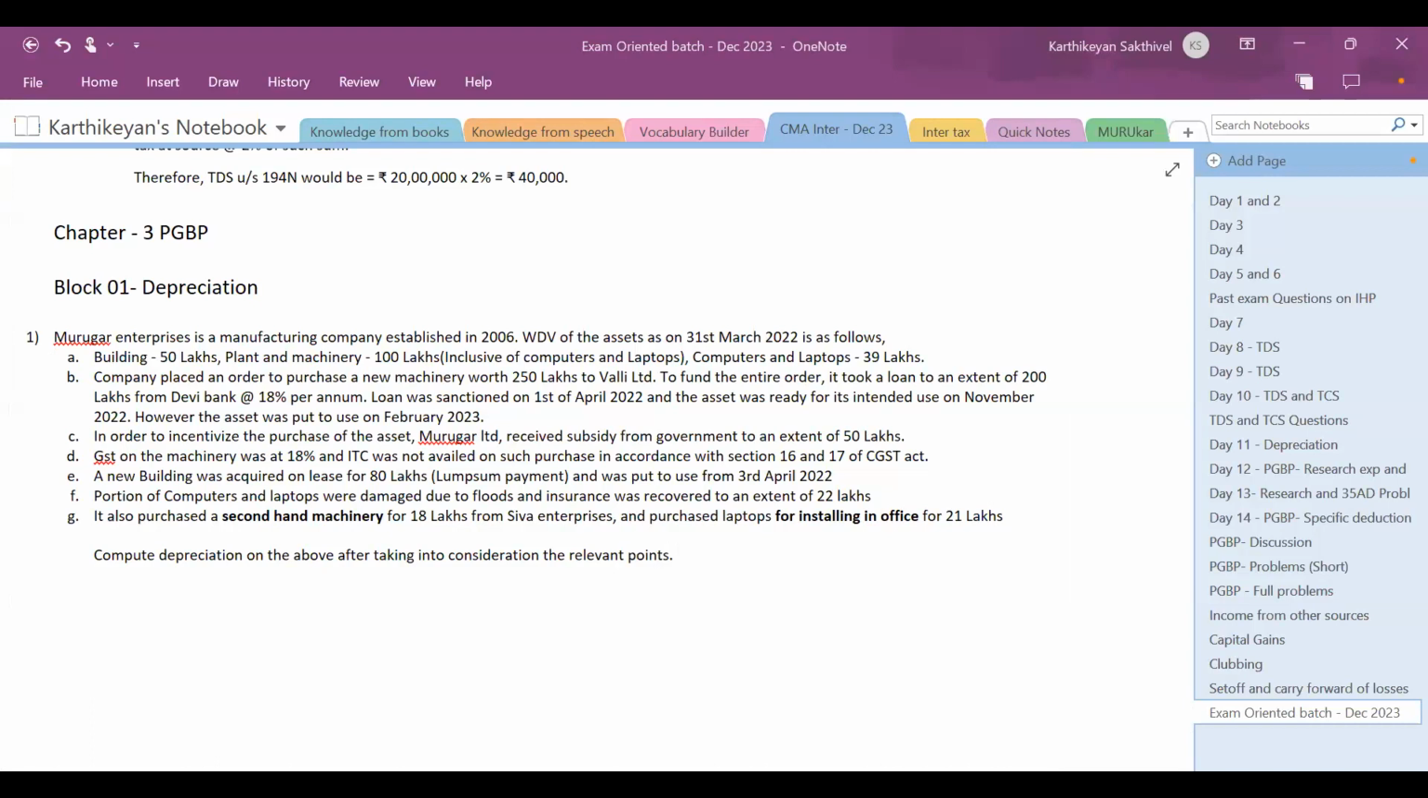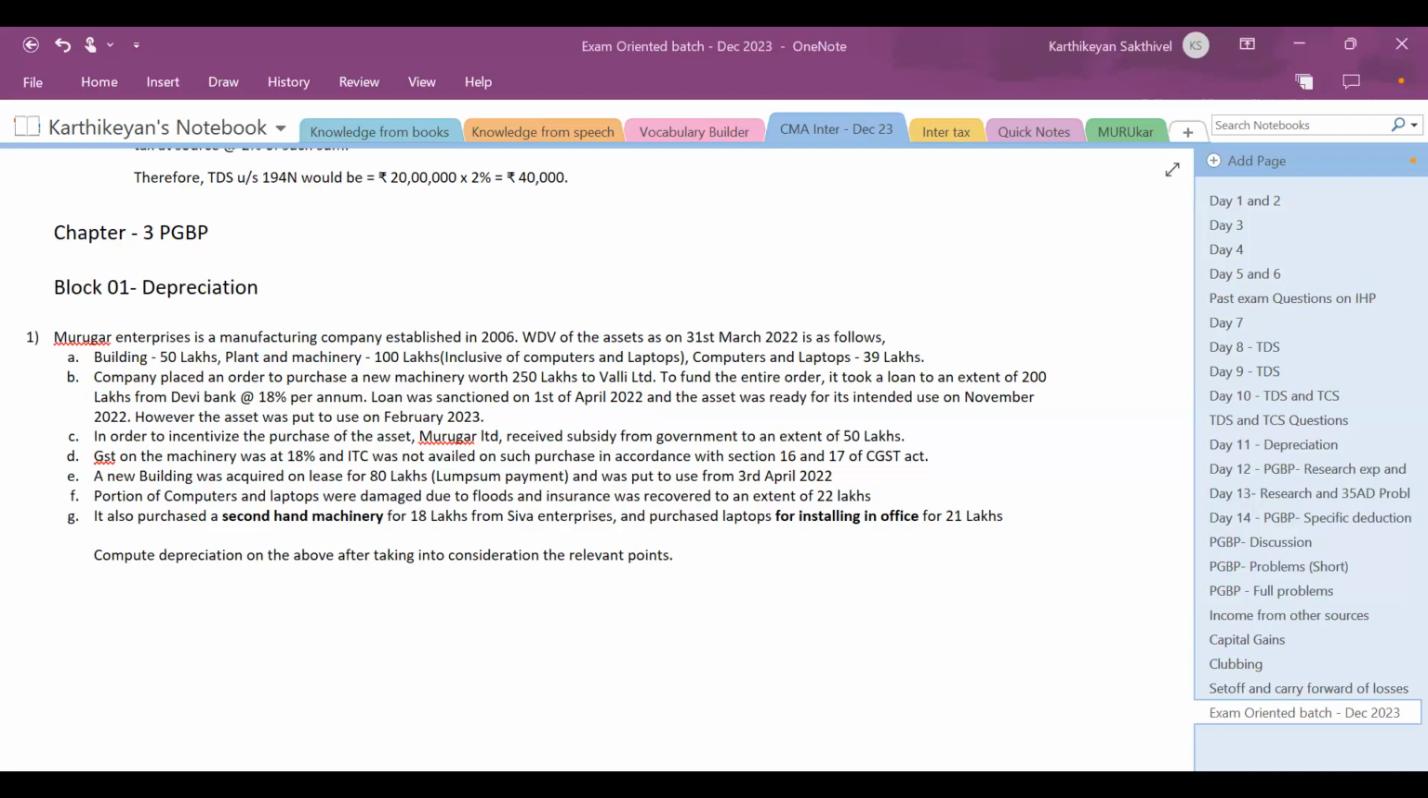In order to incentivize the purchase of the asset, Murugar Limited received a subsidy from the government to an extent of 50 lakhs. GST on the machinery was at 18% and ITC was not availed on such purchase in accordance with Section 16 and 17 of the CGST Act.